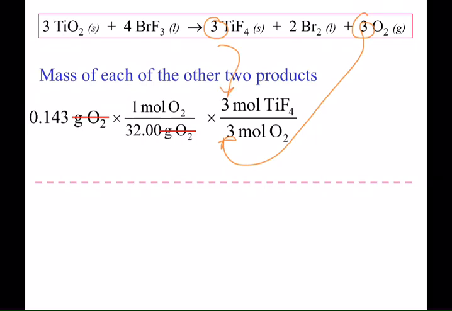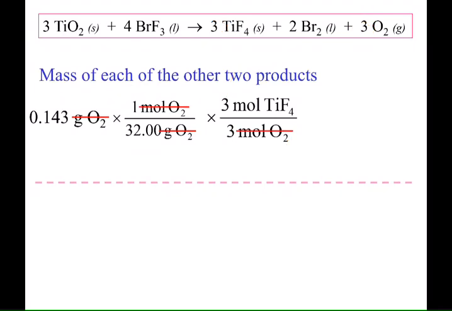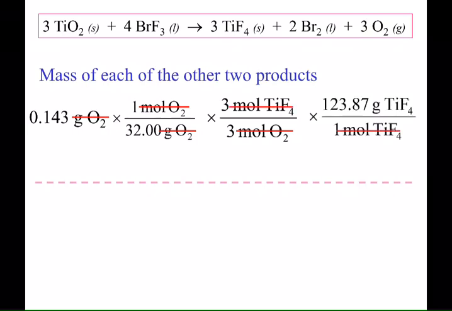Okay, now we're ready to knock it out and go from moles of TiF4 to grams of TiF4 using its molar mass from a few slides ago, which is 123.87 grams of TiF4 over 1 mole of TiF4. And hopefully you rounded to 3 sig figs, to give you a mass of TiF4 based upon the mass of O2 produced. They'll also produce 0.554 grams of TiF4.